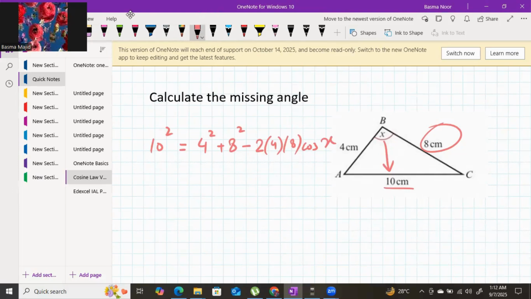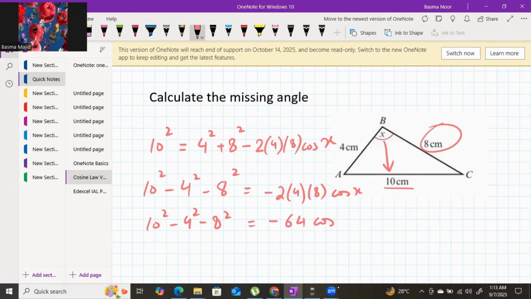So what you can do, you keep the 10 squared here, move 4 squared here, minus 4 squared, 8 squared becomes minus 8 squared, equals minus 2 times 4 times 8 cosine of x. Okay, so we'll just directly put everything in the calculator. So here we can do 10 squared minus 4 squared minus 8 squared, and 8 times 4 is 32, 32 times 2 is 64, so minus 64 cos of x.